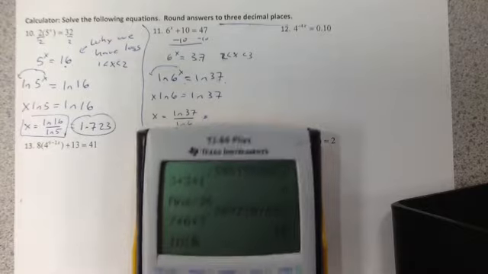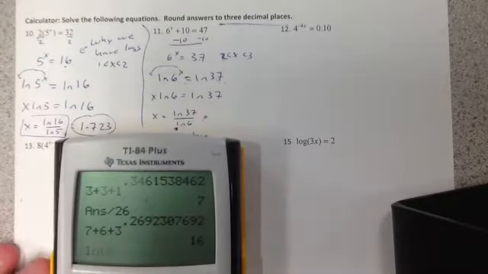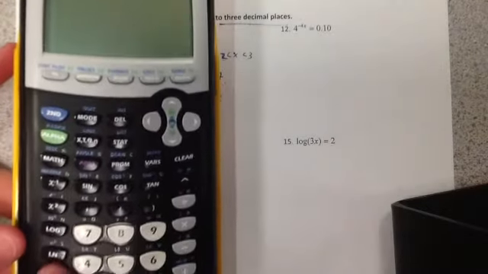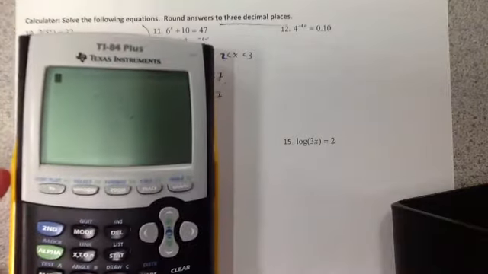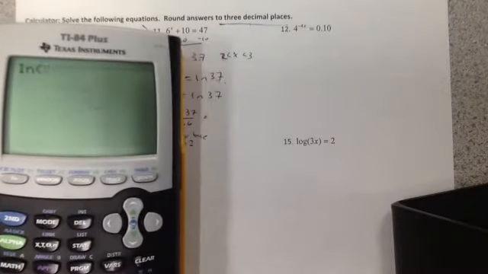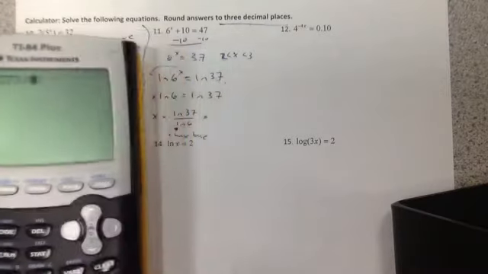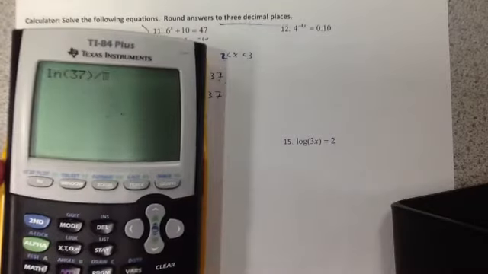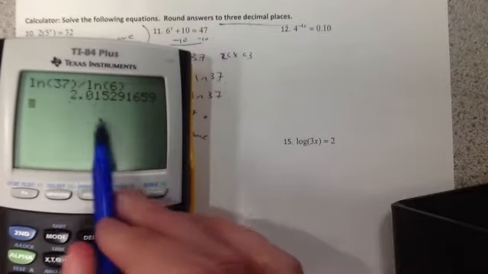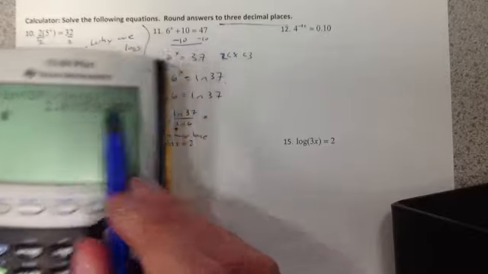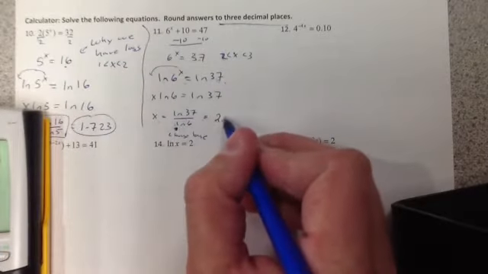All right, so when I type this in my calculator, if you don't know what the natural log button is, it's right by the 4. So it's the natural log of 37 divided by the natural log of 6, ln 6. And I get 2.015. And there's my answer, 2.015.